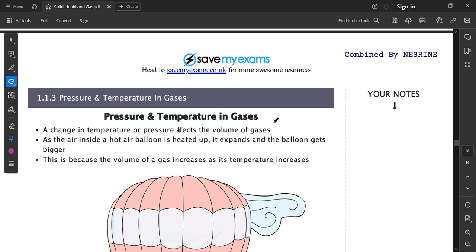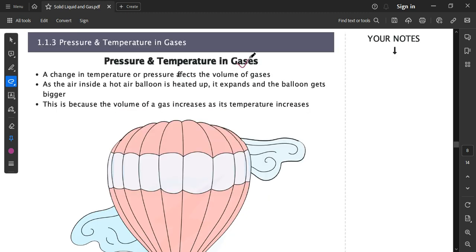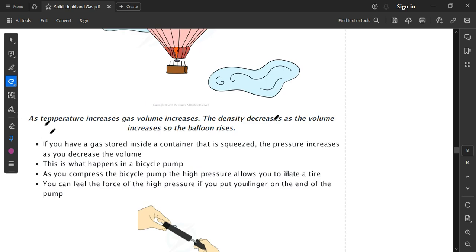Let's move on. Pressure and temperature in gases. A change in temperature or pressure affects the volume of gases. As the air inside a hot air balloon is heated up, it expands and the balloon gets bigger. This is because the volume of a gas increases as its temperature increases. As temperature increases, gas volume increases. So we can write this as temperature increases, gas volume GV also increases. The density decreases as the volume increases, so the balloon rises.